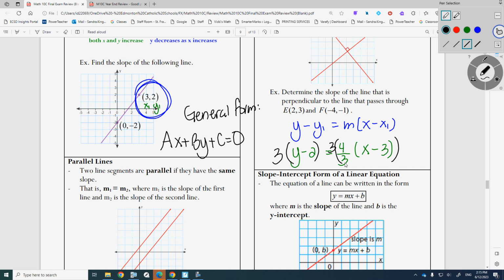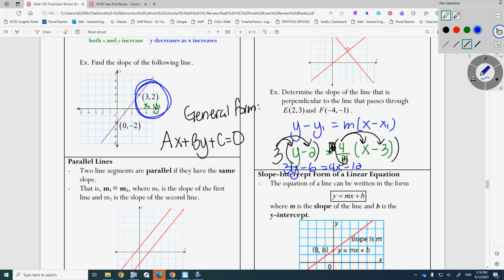How I'm getting rid of the fraction is over here, 3 over 3 will actually cancel, because if I multiply this number in, it will give me 12 over 3, and 12 over 3 is 4. So the 3 over 3 will cancel. What I get to distribute in is just the 4, and I've got to put the 3 in over here. So that would give me 3y minus 6 is equal to, the 4 gets put in, 4x minus 12.